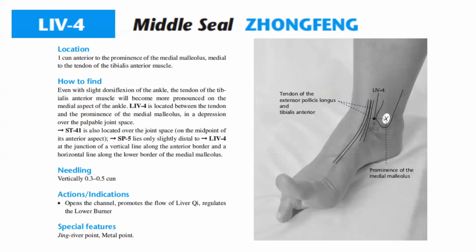Liver 4 is located between the tendon and the prominence of the medial malleolus, in a depression over the palpable joint space. Stomach 41 is also located over the joint space, on the midpoint of its anterior aspect. Spleen 5 lies only slightly distal to liver 4, at the junction of a vertical line along the anterior border and a horizontal line along the lower border of the medial malleolus. Needling vertically 0.3 to 0.5 cun. Actions and indications: opens the channel, promotes the flow of liver qi, regulates the lower burner. Special features: Jing River point, metal point.